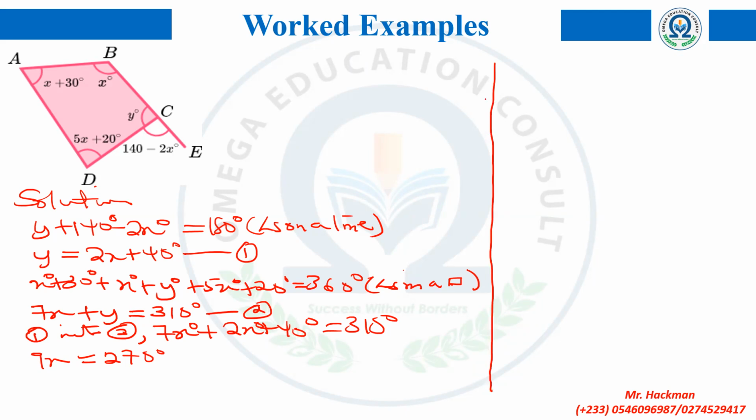Okay, so it means I have to write it again before I divide. So it will give me 9x is equal to 270 degrees. Okay, Racy, your hand is up. Any concerns? Sir, please, it's 140 degrees. But you made it 40. It's 140 there, rather.